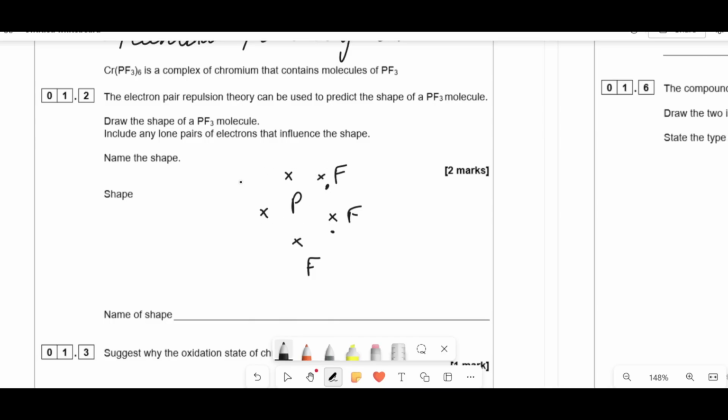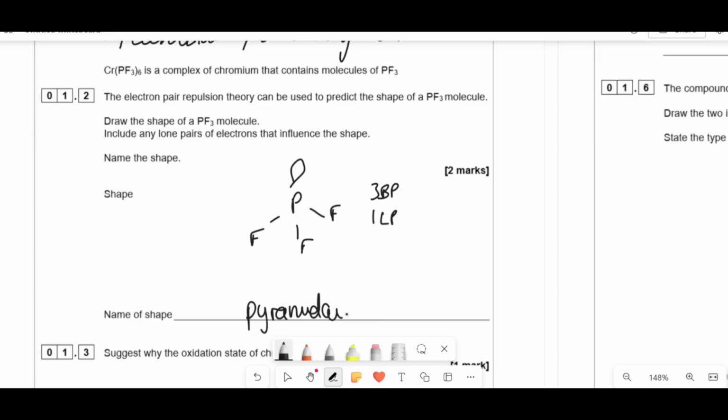So if I draw it all exam friendly now, it would just be an electron cloud there, an F, an F, and an F. Now the shape here, whenever you're doing shapes, it should always be based on the number of bonding pairs and the number of lone pairs. So we have 3 bonding pairs and then 1 lone pair. That shape is pyramidal, or trigonal pyramidal.